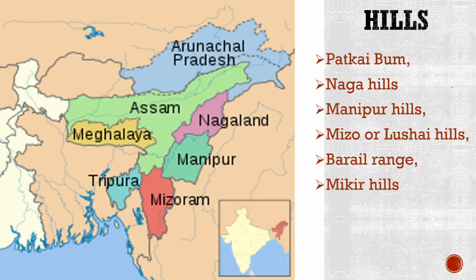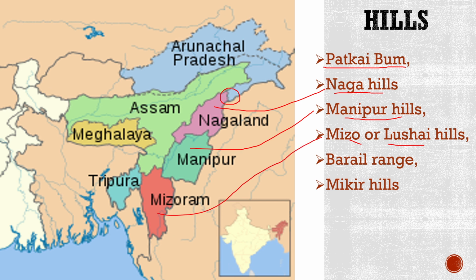Next, these are the hills we have just seen. So let us start from the Patkai Bum. A simple question can be: Patkai Bum hills are located between which two states? The answer is, Patkai Bum is located between Nagaland and Arunachal Pradesh. Naga Hills, as the name suggests, is in the state of Nagaland. Manipuri Hills, of course, in the state of Manipur. Then Mizo Hills, which are also called Lushai Hills, are present in the state of Mizoram.